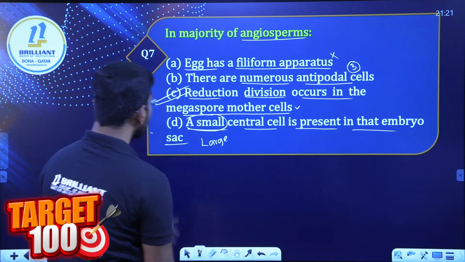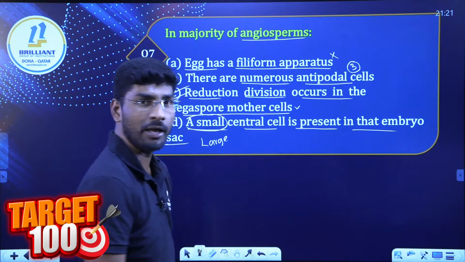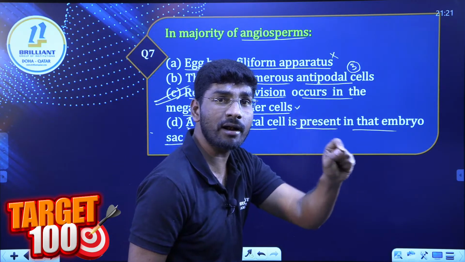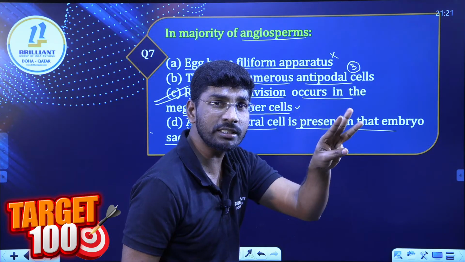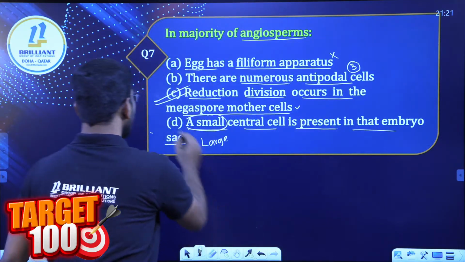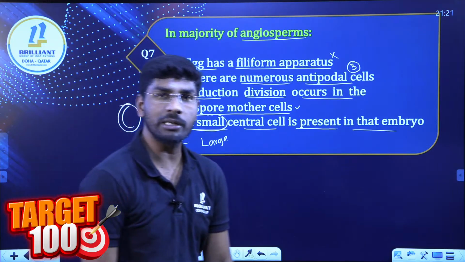Option C. Reduction division occurs in the megaspore mother cell. After reduction division, the megaspore mother cell gives a tetrad, a linear tetrad. Of these 4 cells in the linear tetrad, 3 will degenerate and 1 will become the mature embryo sac. So the answer is option C. Shall I go to question number 8?